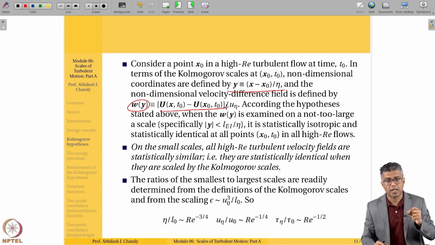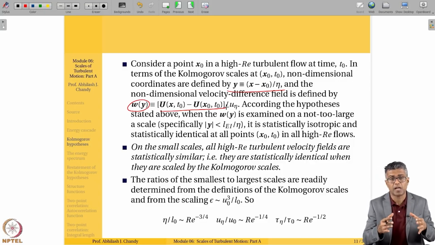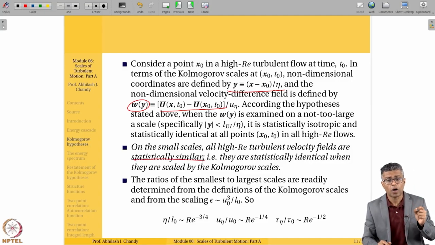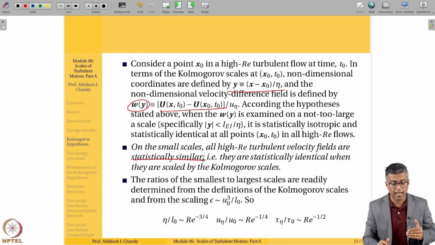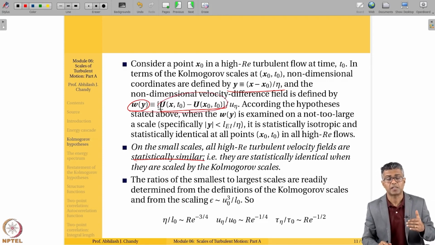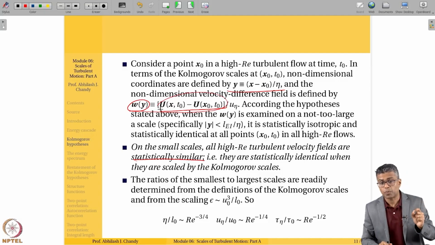So this means that when we say that the small scales are universal, they are statistically similar. On the small scales, all high Reynolds number turbulent velocity fields are statistically similar. But more importantly, they are statistically identical when you scale them with the Kolmogorov scale. So that is what we are doing here. When we scale them with the Kolmogorov scales, statistically they are going to be identical. Okay, so that's where we ended up in last class.